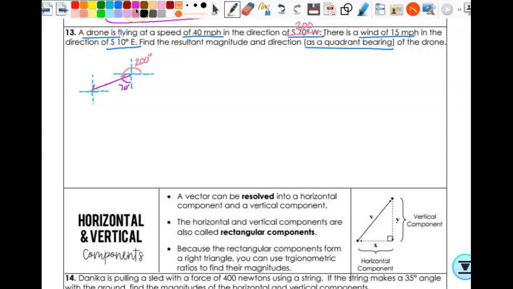All right, so then I'm going to add to that another vector. And this vector says it's going 15 miles per hour in the direction of south 10 degrees east. It looks something like this. This right here is 10 degrees. I need theta. What's theta going to be? 280, because if this part's 10, I can just do 270 plus 10, so it's 280. So I'm going to mark this out and make that 280. So then my resultant vector is right here.